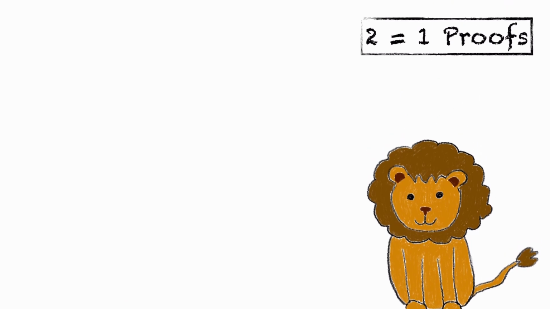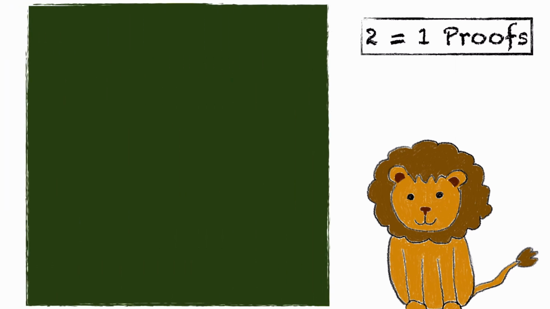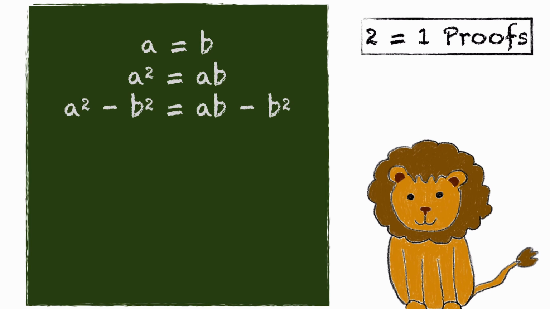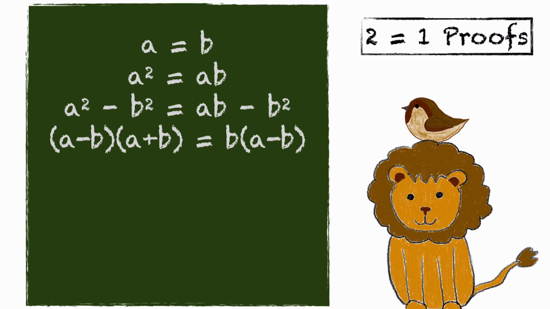Let's lighten the mood with a second Falsidical paradox. 2 equals 1. Please hand Leon a blackboard. Let us start with 2 real non-zero numbers a and b, where a equals b. Multiply both sides by a, yielding a squared equals ab. Subtract b squared from both sides. Factor out a minus b on both sides. Note that we are using a binomial formula on the left-hand side. Now cancel a minus b, giving a plus b equals b.